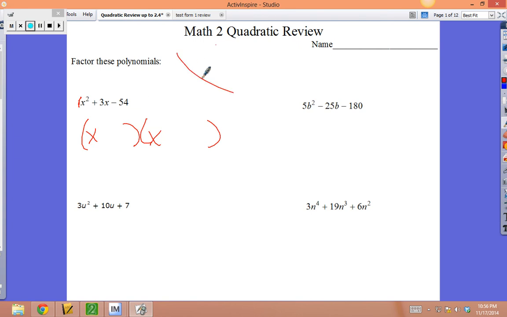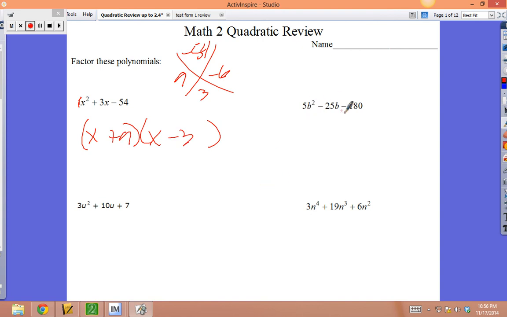Okay, we use this template. What is going to multiply and give you a negative 54, but add and give you 3? So you go through the factors of 54, and somewhere you've got to come across a 9 and a 6. So it multiplies to give you negative 54. One of them's got to be negative, one of them's got to be positive. And it's got to be a negative 6, because 9 take away 6 is 3. So plus 9, minus 6.